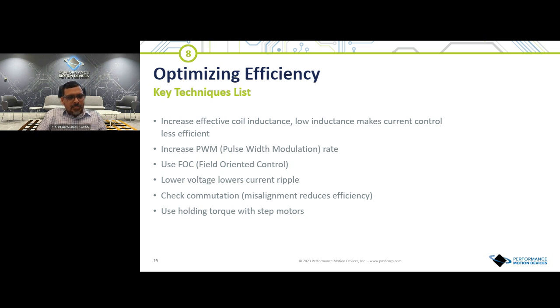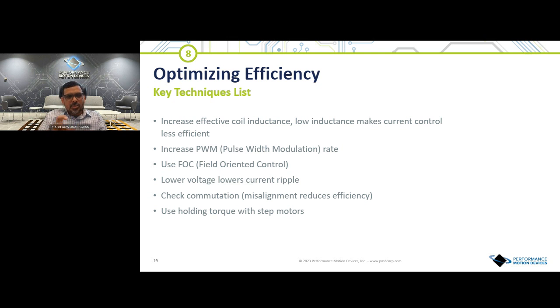The last few things we wanted to talk about, one is optimizing efficiency. This is just a laundry list. It's a white paper we've gone through in detail about using these techniques to get better efficiency from your application. As the motors have gone smaller, they're pretty low inductance motors, where the current control is not as efficient as when you have higher inductance motors.